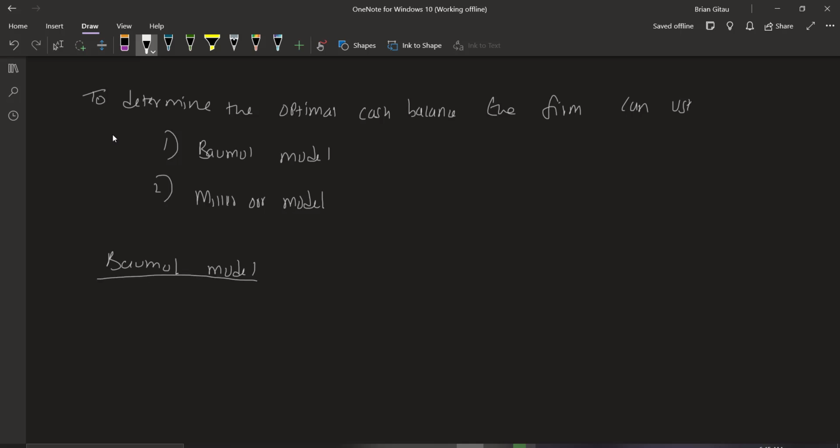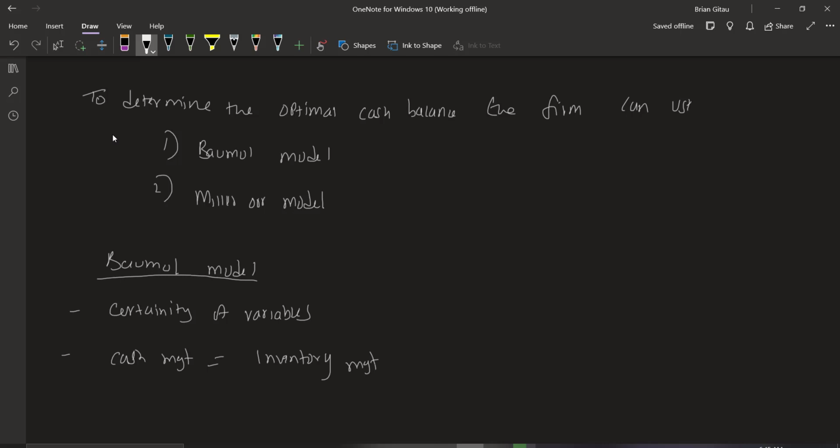So the Baumol model, or Baumol's model, is a deterministic model which assumes certainty of variables. It considers cash management similar to inventory management. And thus the firm attempts to minimize the sum of costs of holding and cost of converting marketable securities to cash.